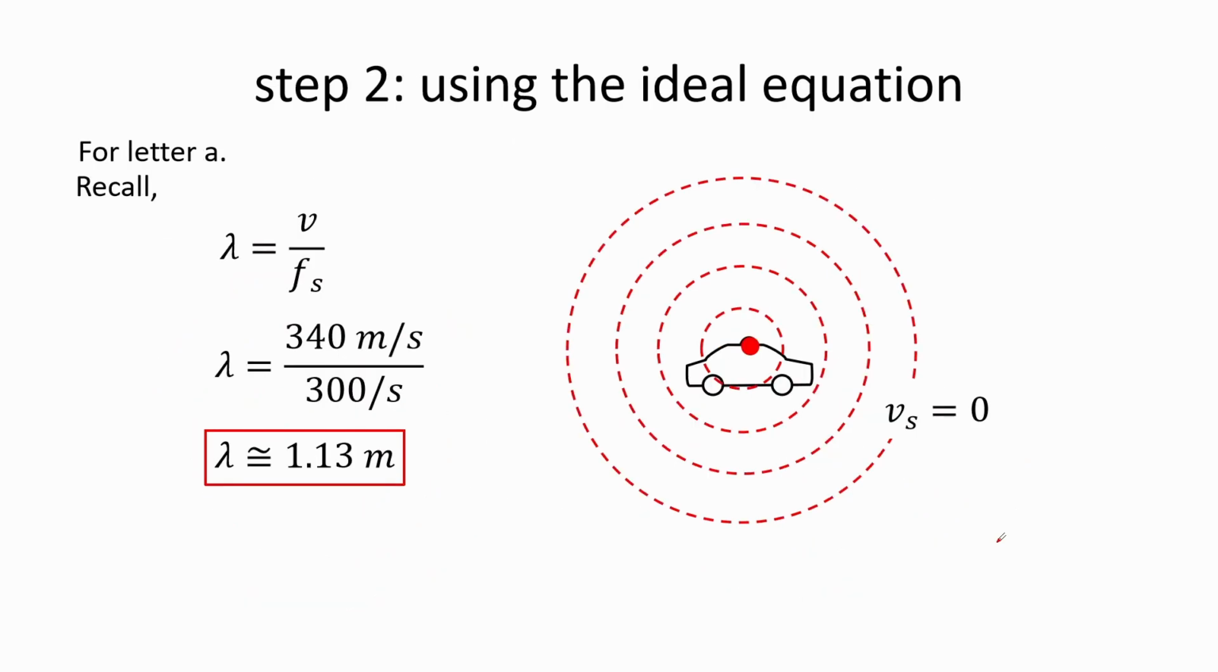So for a source at rest, the sound radiates symmetrically with a speed of sound equal to 340 meters per second. Recall the equation of wavelength, which can be expressed as the speed of sound over the frequency of the source. The calculation shows that the wavelength is equal to about 1.13 meters for a source at rest.